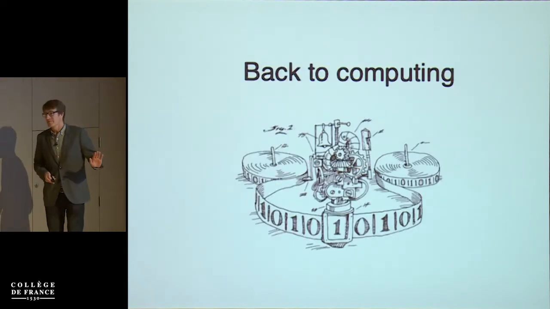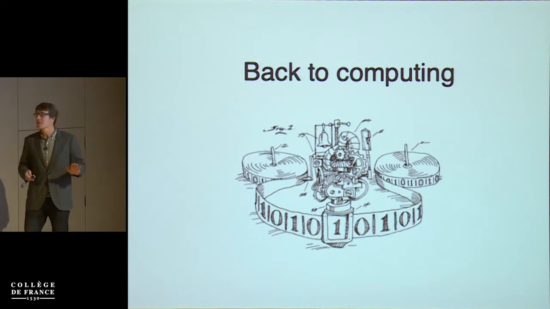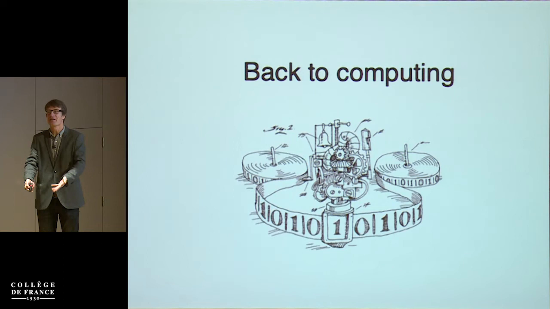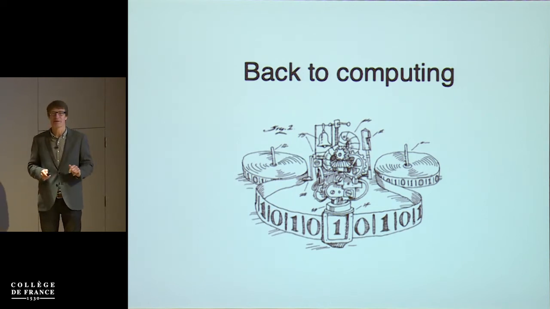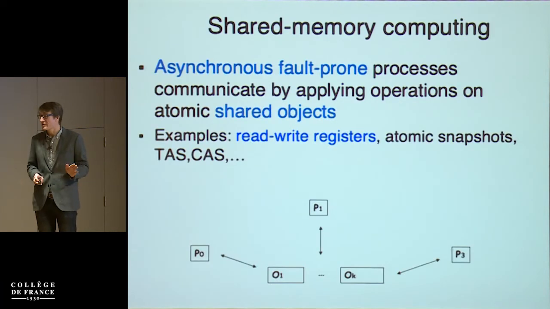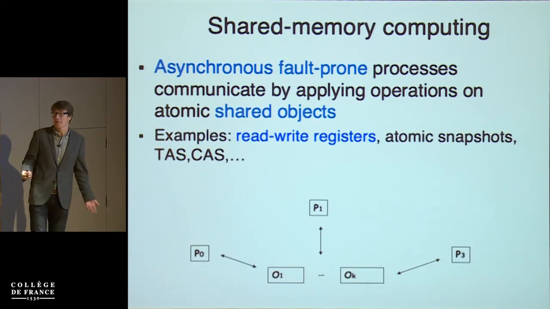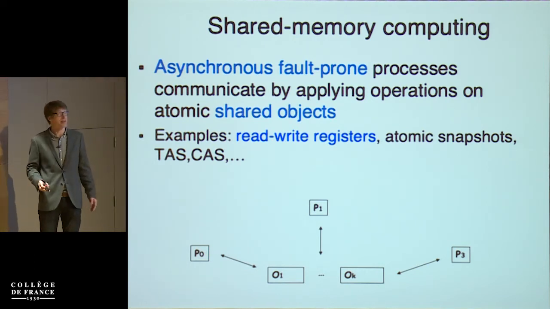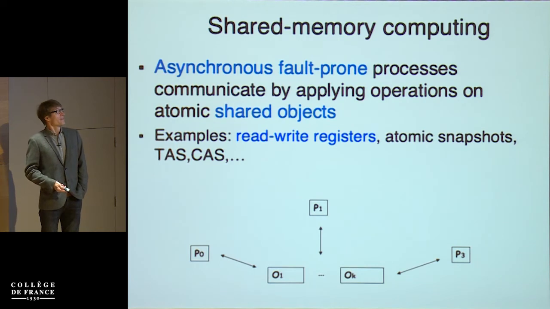Okay, back to computing. So the simplest setting we can consider is two processes communicating using reading and writing in the shared registers. Probably the simplest distributed computing system you can think of. But still quite interesting, as we already know. Some seemingly simple problems cannot be solved deterministically in these kind of scenarios.